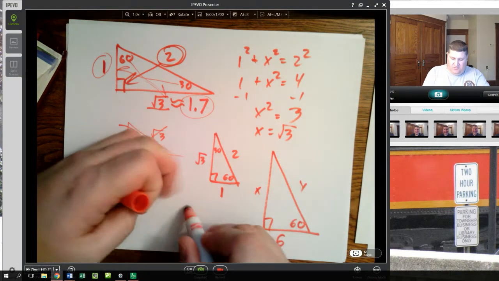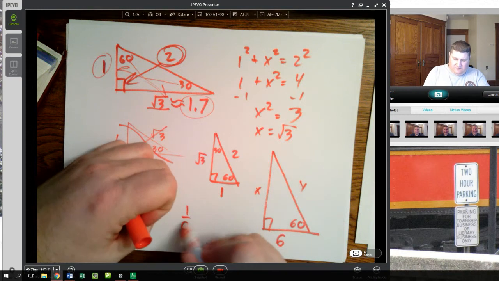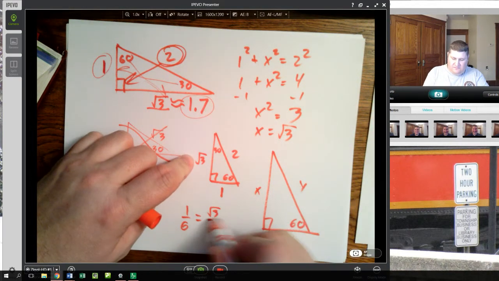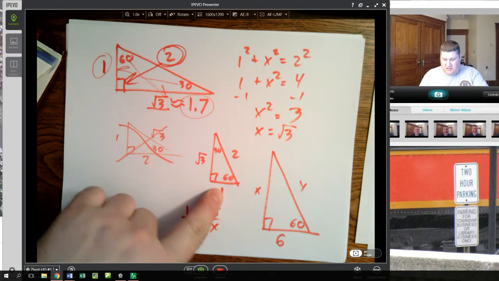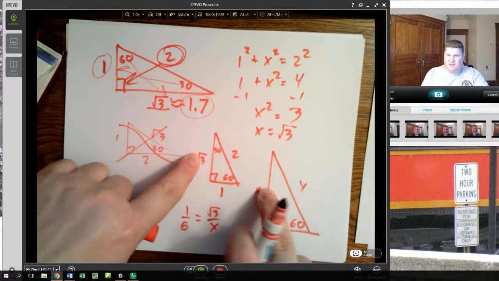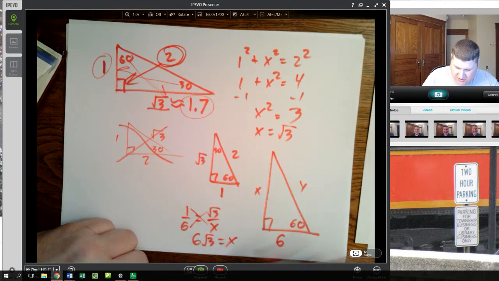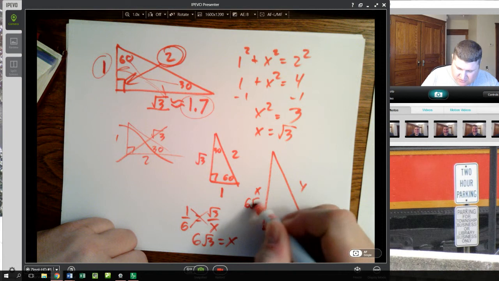Well, I could say 1 is to 6 as root 3 is to x. So you notice I went little triangle to big, little triangle to big. It has to be in some sort of proportion. We're not going to get out from doing these proportions, so we might as well learn them. So that's 6 root 3.